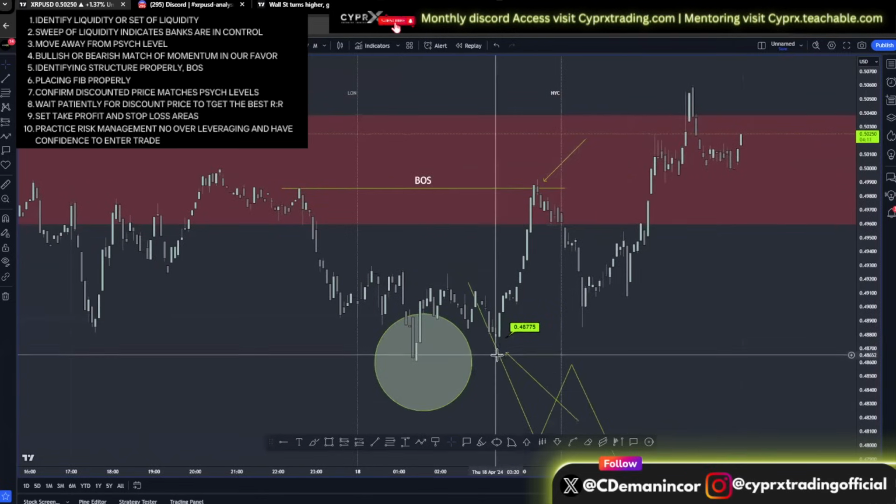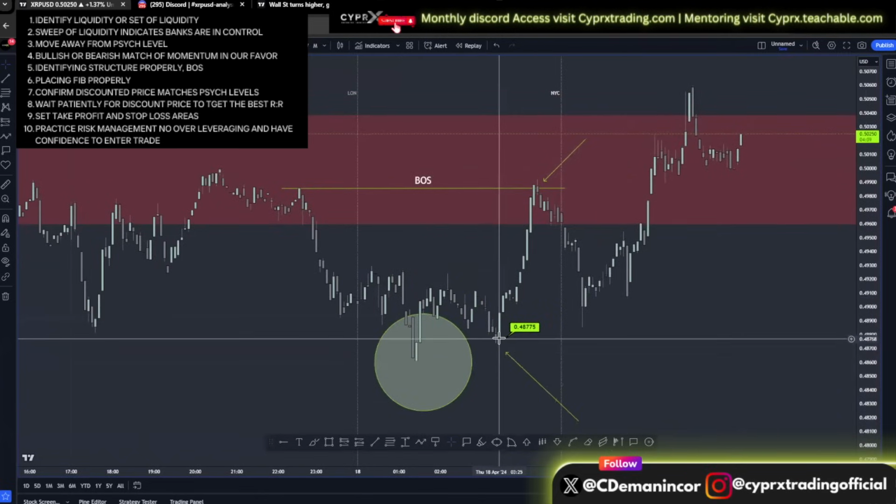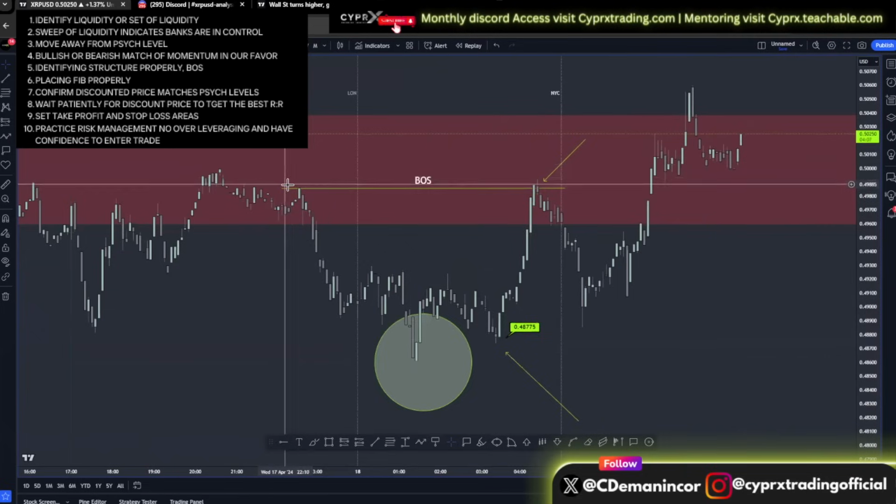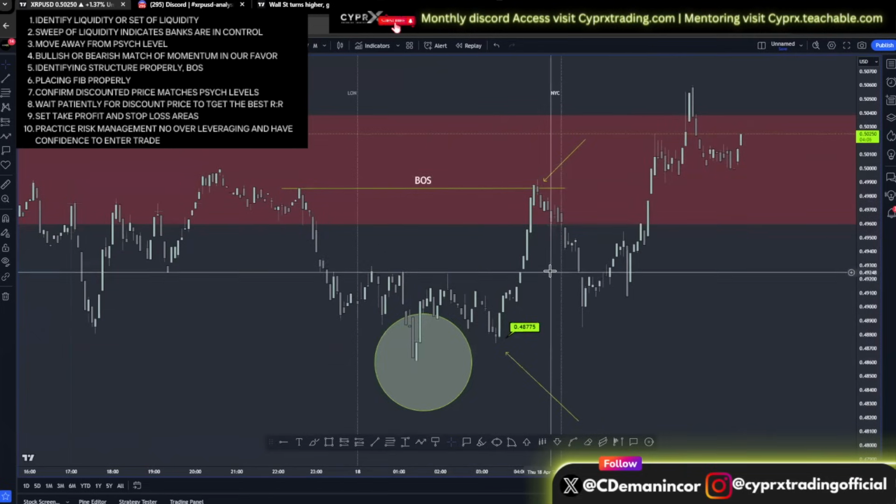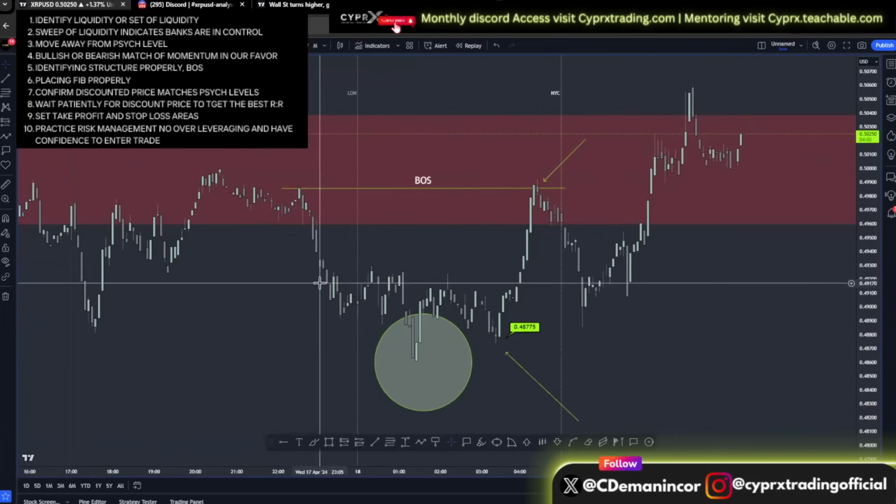Instead, we saw buyers come in and then print a higher low, higher high formation targeting highs. This is a shift in order flow. Next thing to do is to place our fib properly so that we can ride the wave to the upside. We know that if they're not going to target lows, they're going to target highs. So as intraday traders, we want to get in on the price movement to the upside.